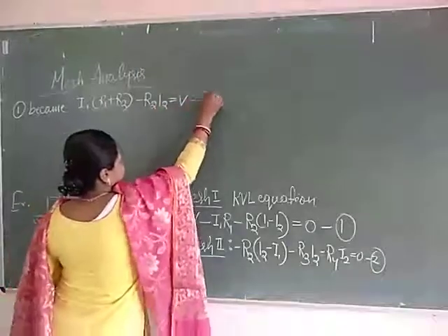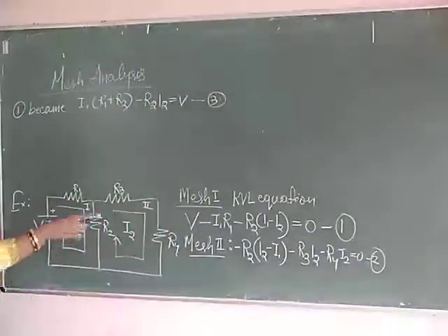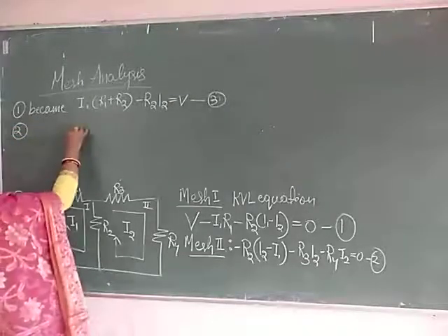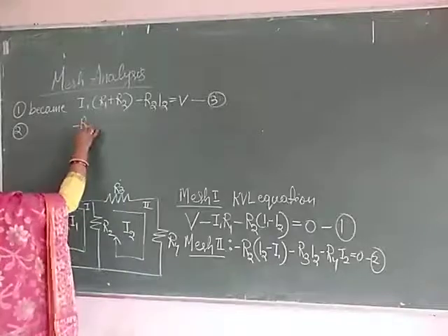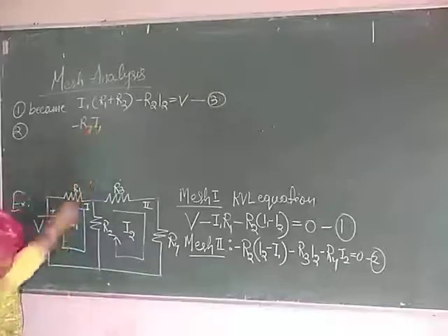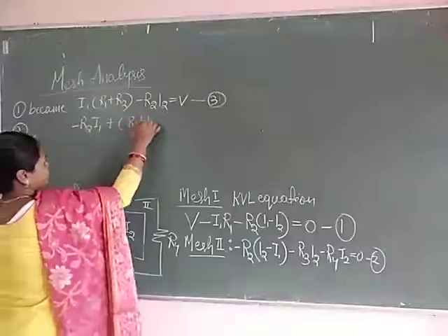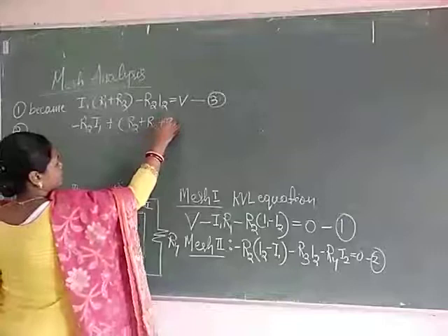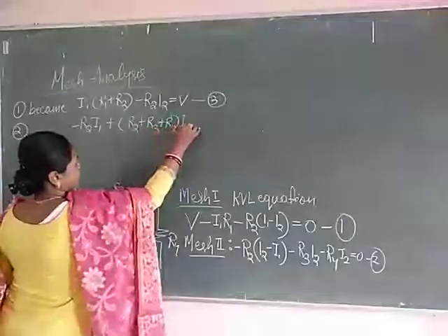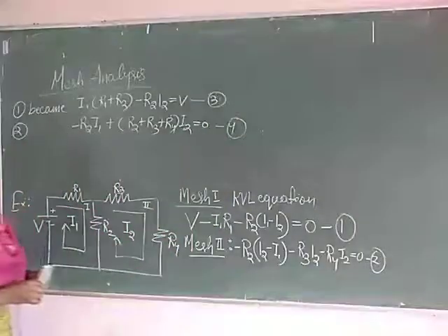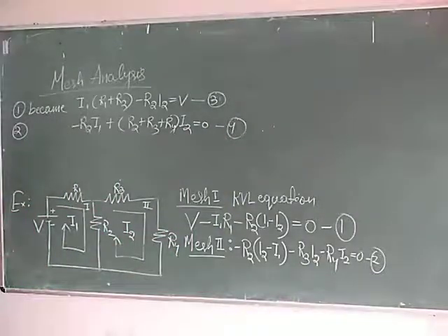Take it as equation 3. And equation 2, if you reorder it, becomes equation 4. After reordering equations 1 and 2, you get equations 3 and 4.